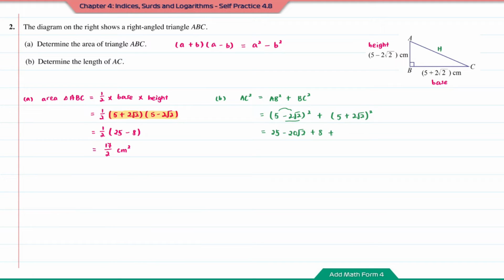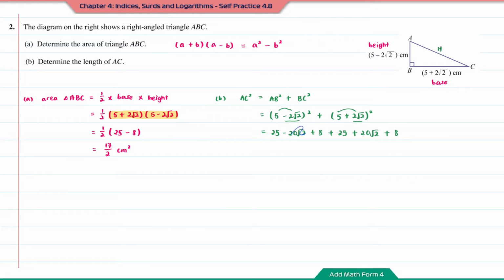Next, we're going to continue with this part. This 5, square it, you're going to get 25. And then multiply these two together, you're going to get 10√2 times 2, which is 20√2. The last one is 2√2 squared, which is 4 times 2, equal to 8 as well.